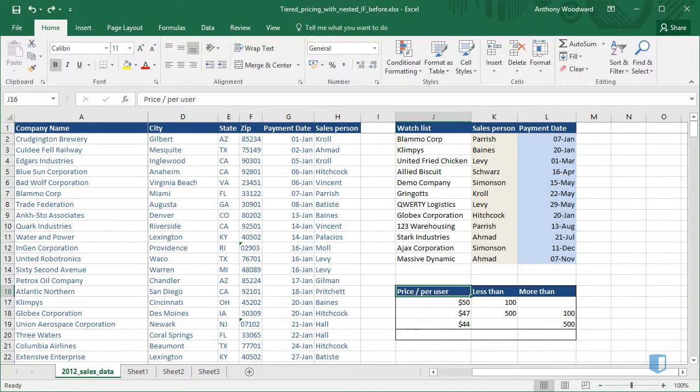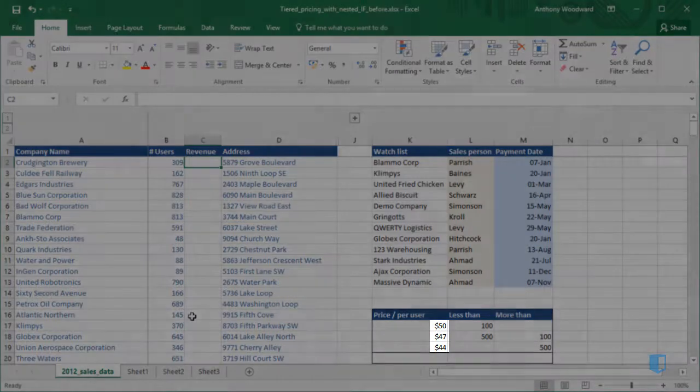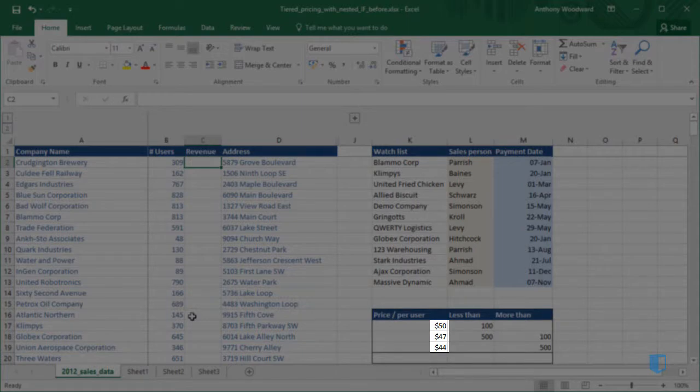In our software company example, prices operate on a 3-tier structure. Given this information, we want to calculate the revenue for each company. To make writing these equations a little easier, I've named the 3 prices high price, mid price, and low price.